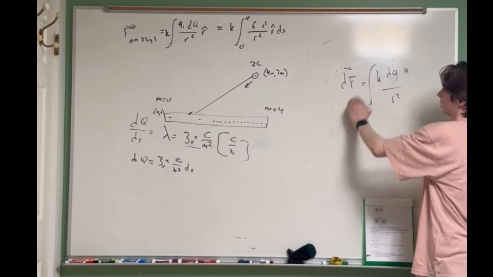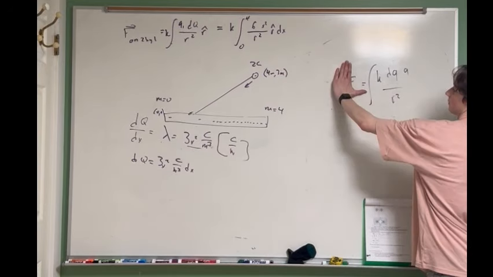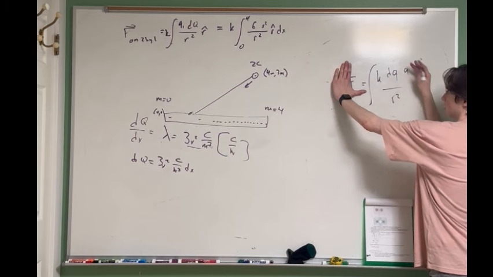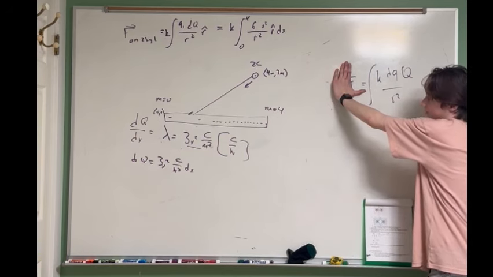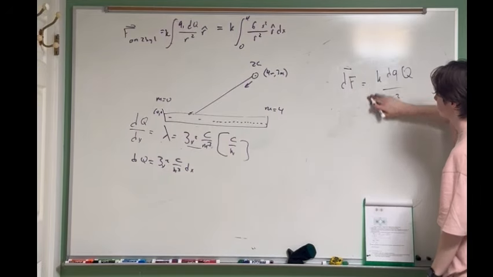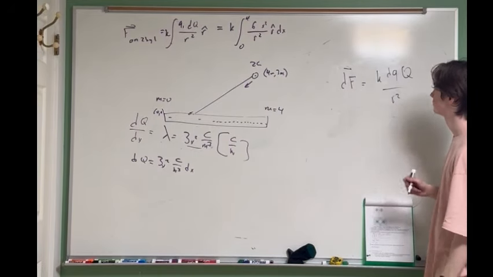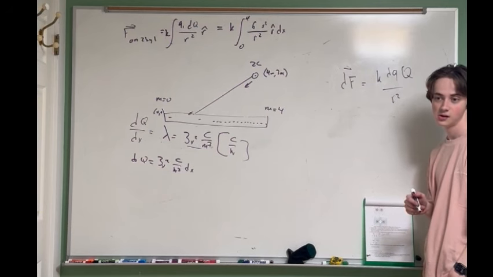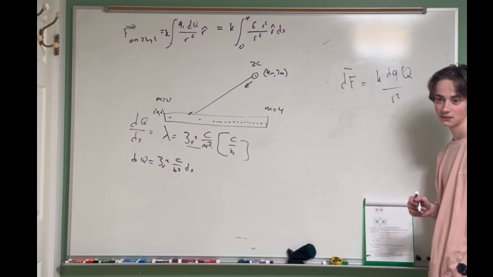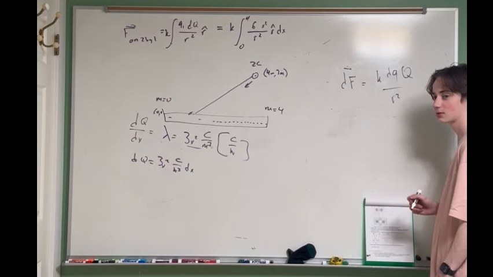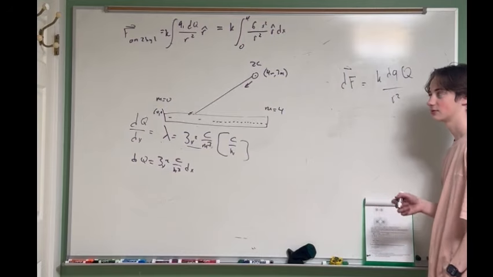So you know the formula: the integral of k dq q over r squared equals force. So dF, the force, is equal to k q1 q2 over r squared, and then we're integrating.